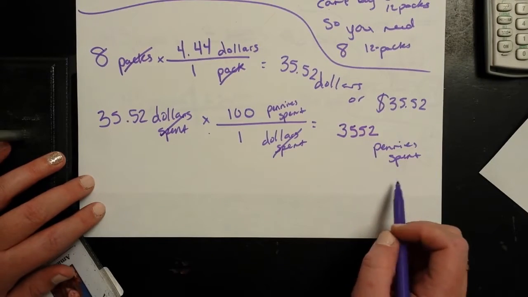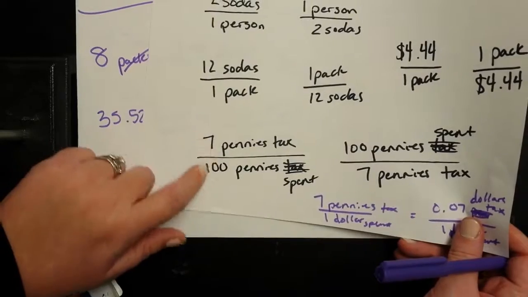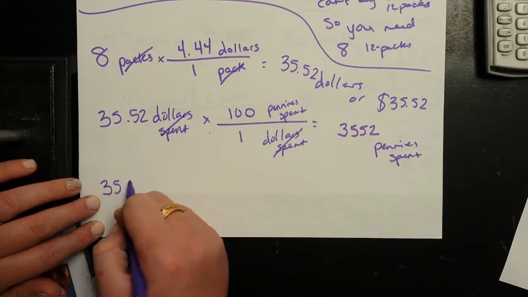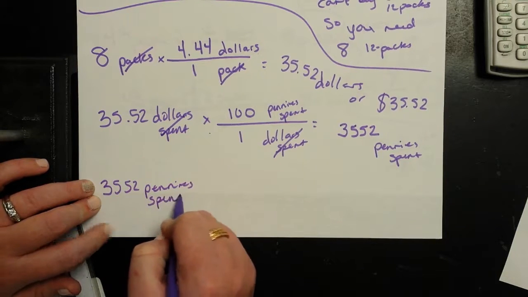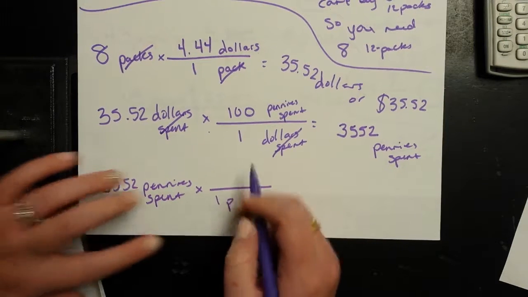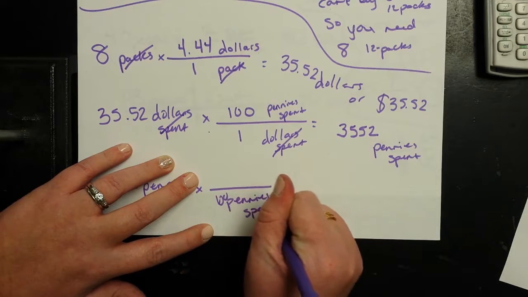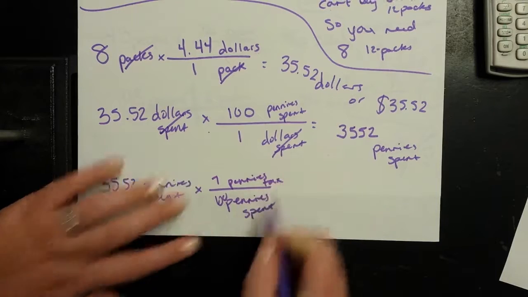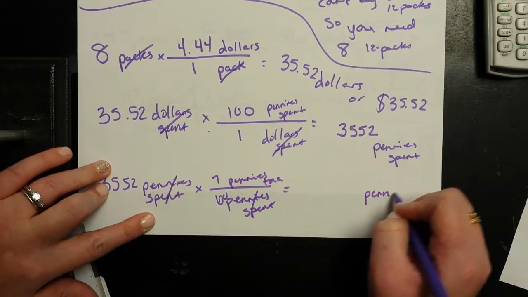Okay, well, if that's how many pennies I'm spending, I can see how many pennies additional tax I'm going to need using this conversion factor. So 35.52 pennies spent means that for every 1 penny, or 100 pennies spent, I'm paying 7 pennies in tax. So my penny spent will still cancel, and this is going to tell me how many pennies in tax I owe.